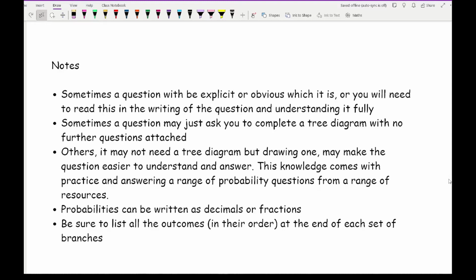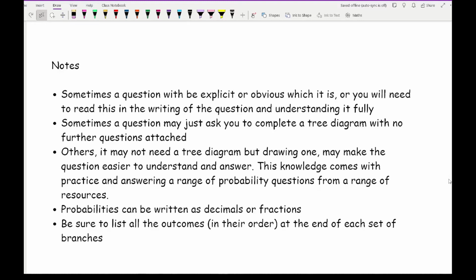Now, sometimes a question may just ask you to complete the tree diagram with no further questions attached. That might be stating the obvious, but you tend to find on the foundation paper that you may get a question that just asks you to complete a tree diagram, recognizing the branches and understanding it to fill it in without asking you any further probability questions. Others may or may not need you to draw a tree diagram, but drawing one may make the question easier to understand and answer. And again, we'll have a look at some examples of that either in this video or in the next.